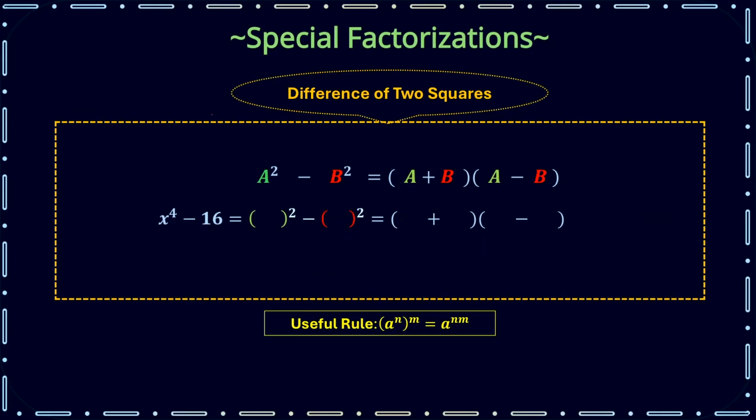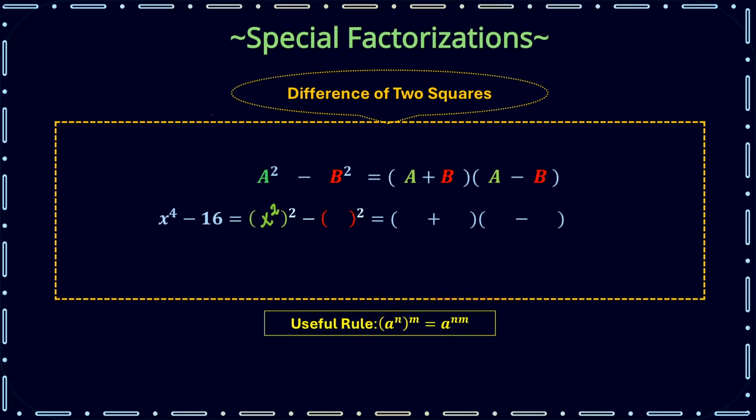Here is another problem. We have a binomial consisting of a difference of two perfect squares. X to the 4 has degree 4, divisible by 2, meaning that it's a perfect square. 16 is the square of 4. So again, we must write it as A squared minus B squared. x to the 4 is the square of x squared. So how do I know that? We can use this property.